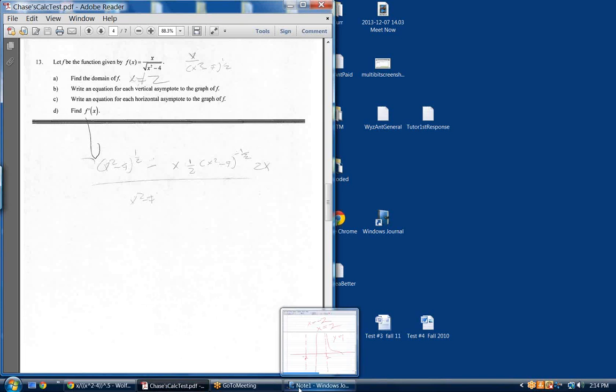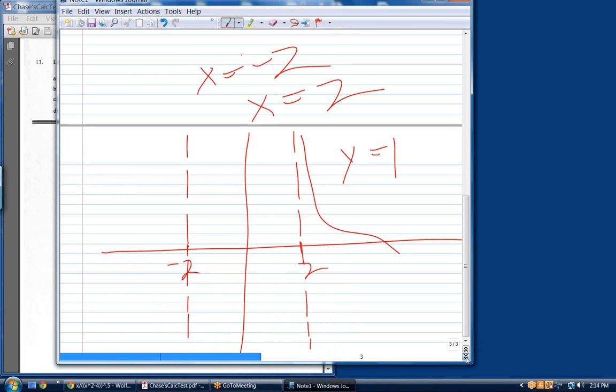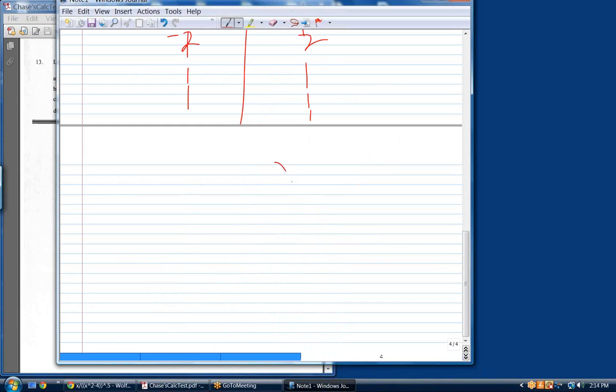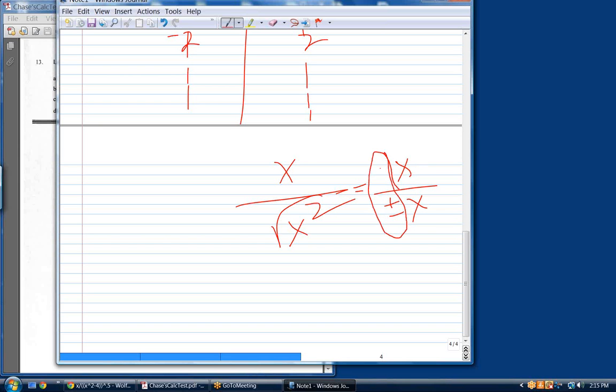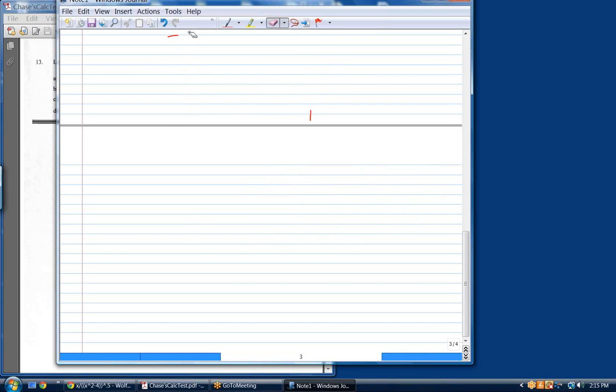In the same way that if I gave you this function, that is going to have a horizontal asymptote at +1 and -1. Because if I solve this, I get x over plus or minus x. And now if I look at my coefficients, one is +1, the other is -1. So that needs to be considered when you're taking the square root of something that's being squared like that.